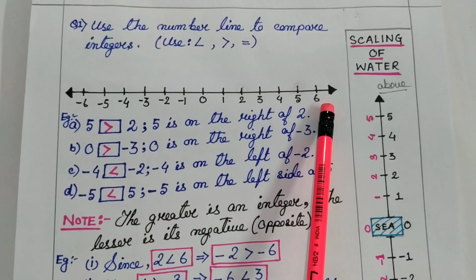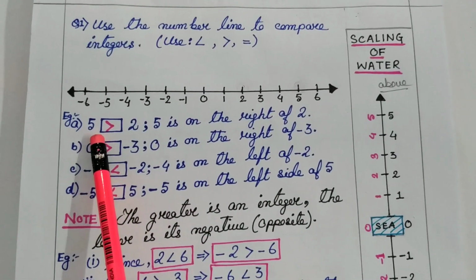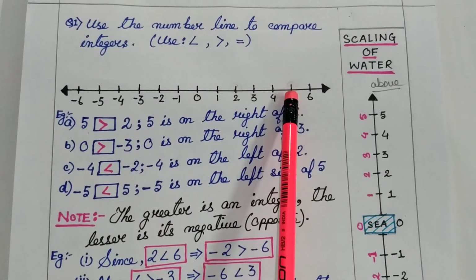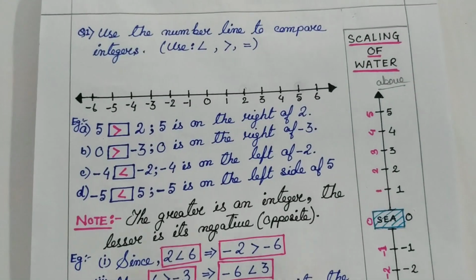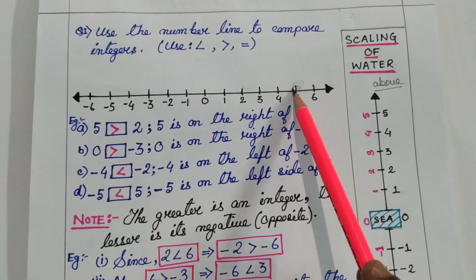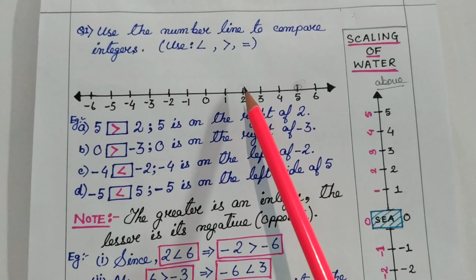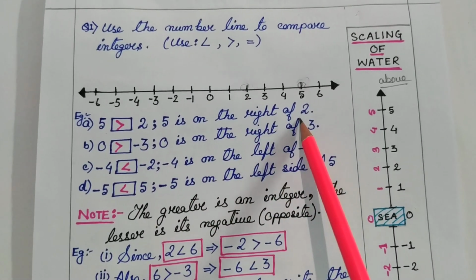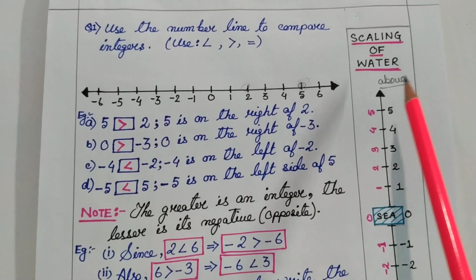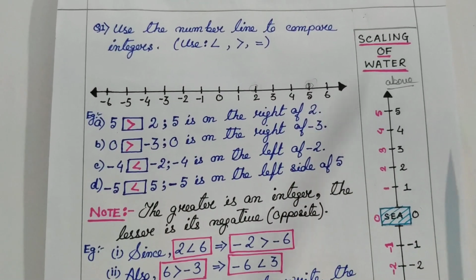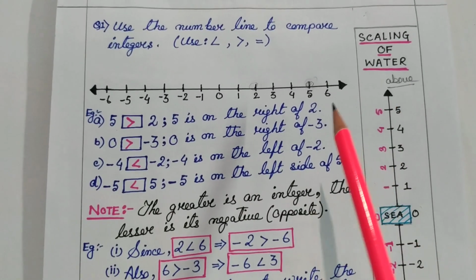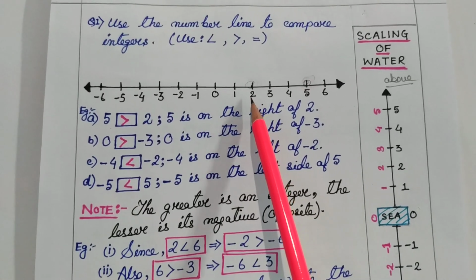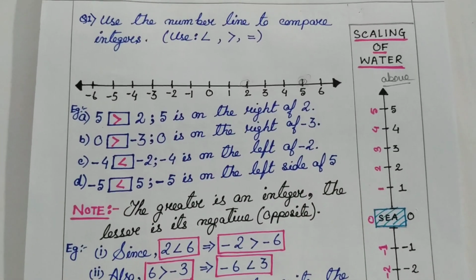Now this is a number line. Over here, two values are given, 5 and 2. Now we will locate 5 first. Where is 5? This one is 5. And 2, this one is 2. Now 5 is on the right of 2. We know as we move this side, the more we move, the number increases, isn't it? So what will happen? 5 is greater than what? 2. Okay, 5 is greater than 2.